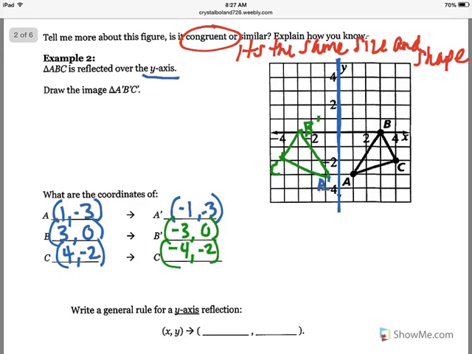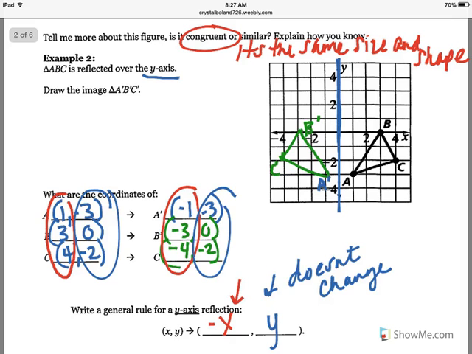So now we have to come up with a rule for this. When you find a rule, you're going to look at your x coordinates and your y coordinates and figure out what changed and what stayed the same. If you're looking at the coordinates, the x's are the opposite, so we're going to put -x. Since the y did not change, we are going to leave it when we're writing the general rule.